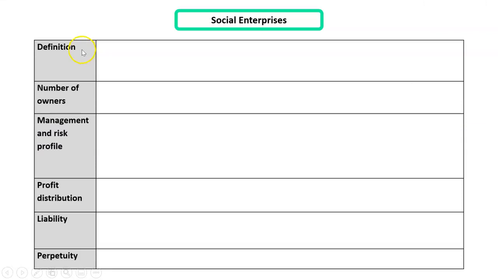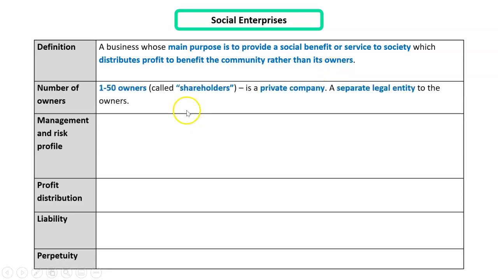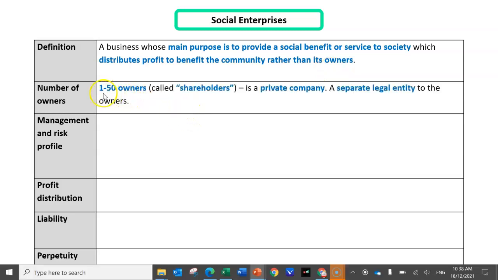So let's come back to social enterprises in general rather than a specific example. The definition is a business whose main purpose is to provide a social benefit or service to society, and it distributes its profits to benefit the community rather than its owners. The number of owners, it's actually a private company, so same as that one. We've got 1 to 50 called shareholders, and it's a separate legal entity to its owners.